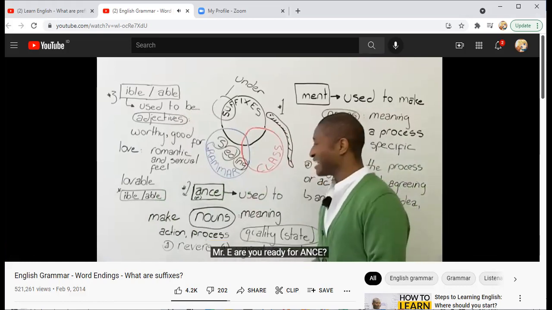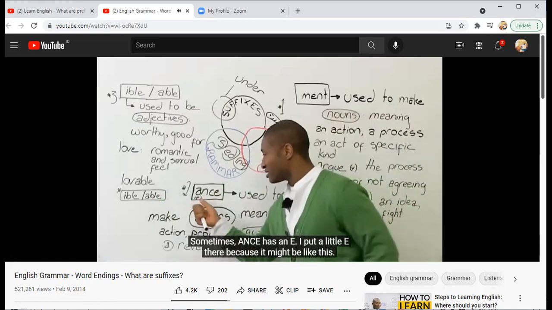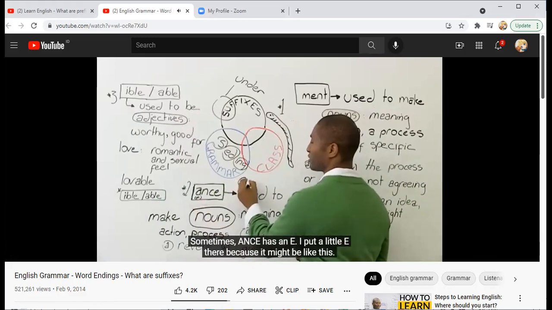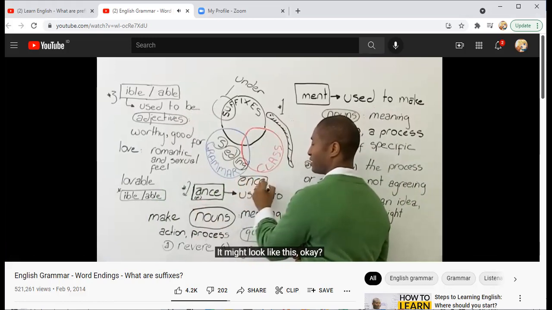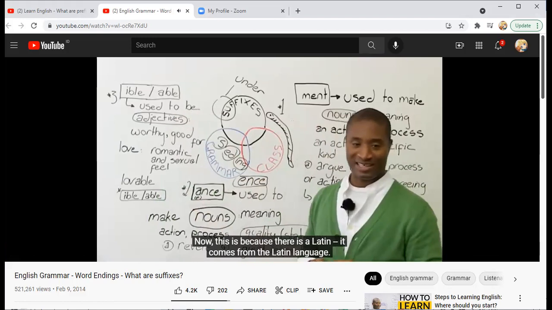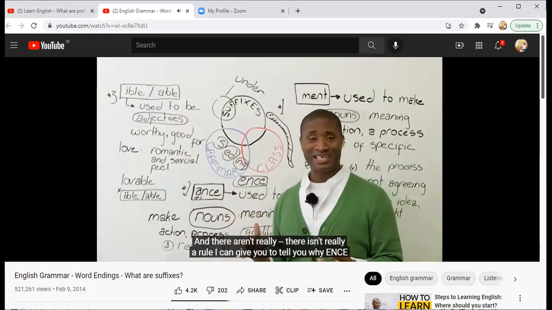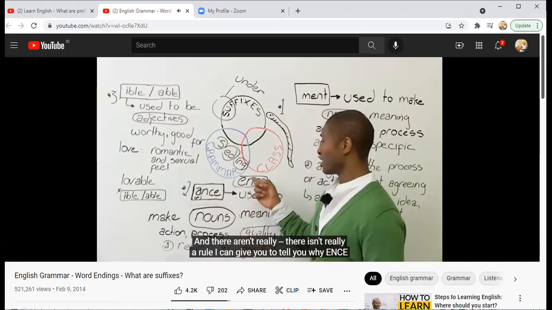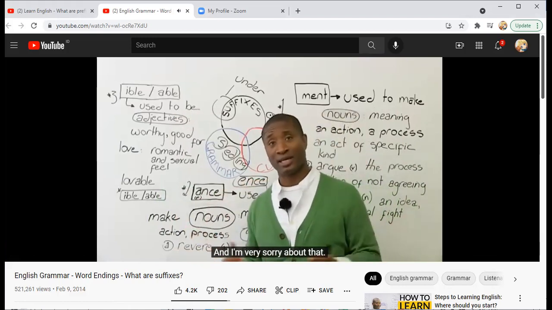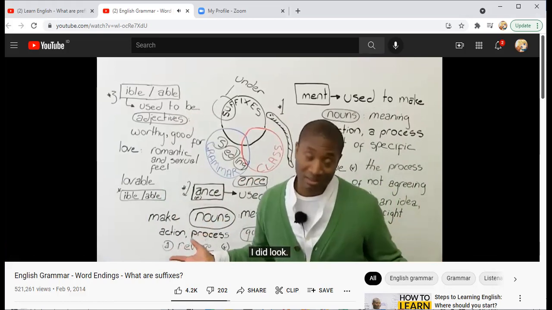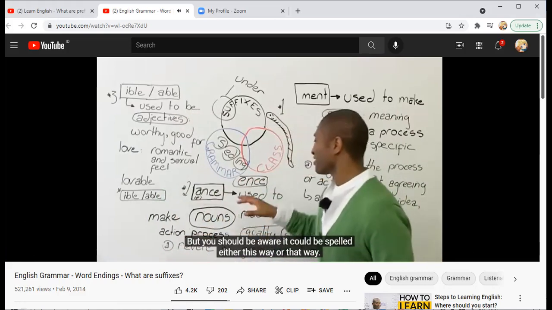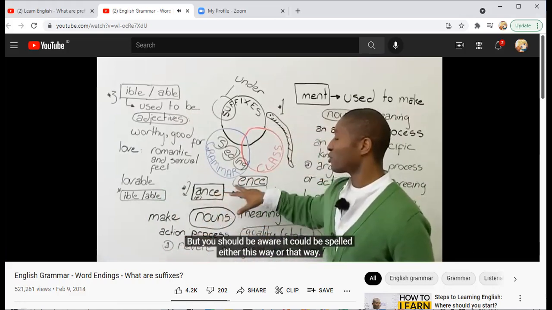Let's read it. Ready for "ence"? Sometimes it has an "e" there because it might look like this. Now this is because it comes from the Latin language, and there isn't really a rule I can give you to tell you why "ance" or "ence". And I'm very sorry about that. You should be aware it can be spelled either this way or that way.